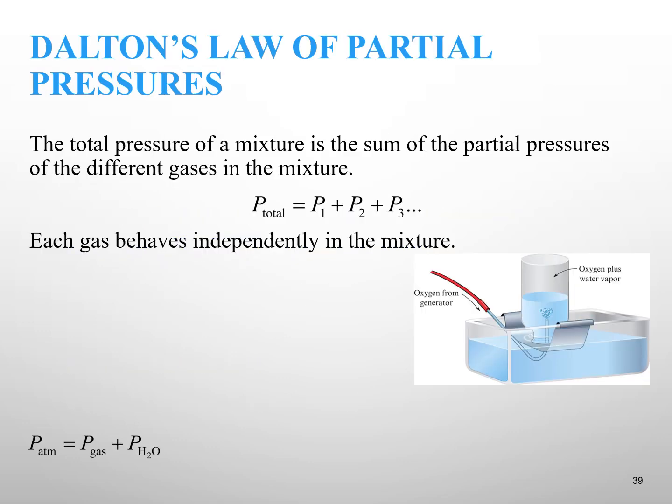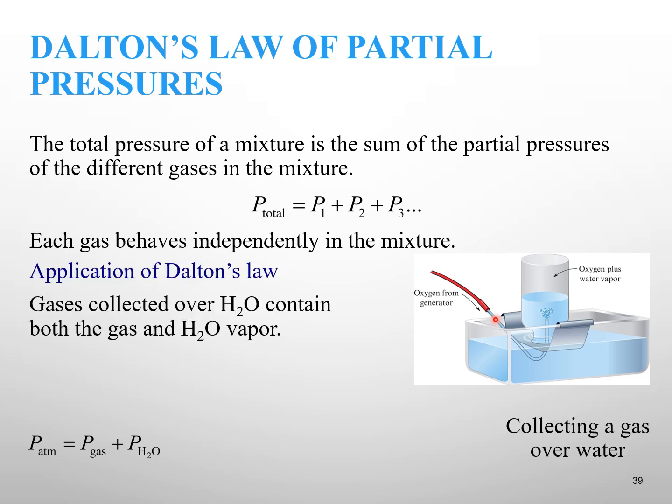So the next thing is we want to talk about partial pressure, Dalton's law of partial pressure. Partial pressure just means that if you have gas 1, gas 2, gas 3, you can add pressure 1, pressure 2, pressure 3 from each gas, and you get the total pressure of the gases together. Each gas behaves independently, so you can add them up together.